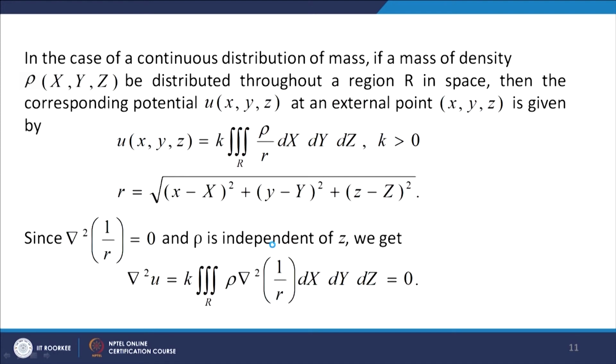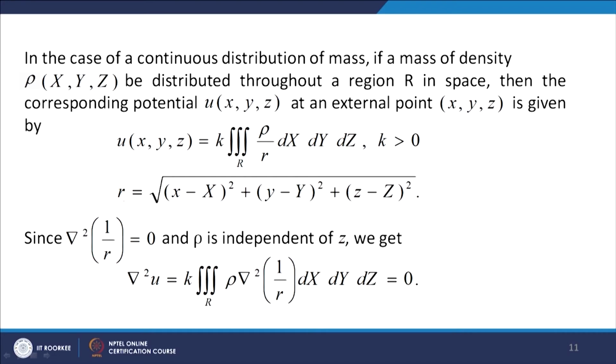In the case of a continuous distribution of mass, if a mass of density rho(x, y, z) is distributed throughout a region R in space, then the corresponding potential u(x, y, z) at an external point (x, y, z) is given by u(x, y, z) equal to k times the volume integral over the region R of rho over r dx dy dz.